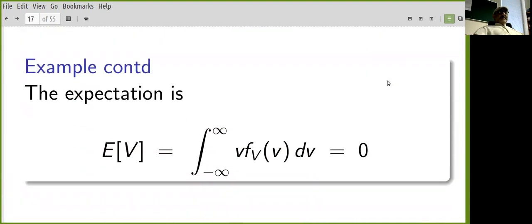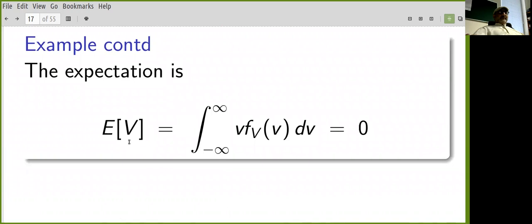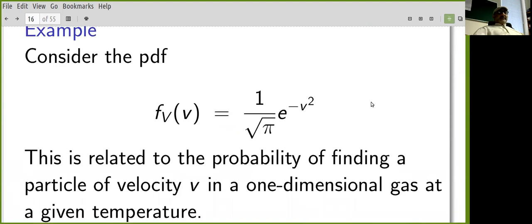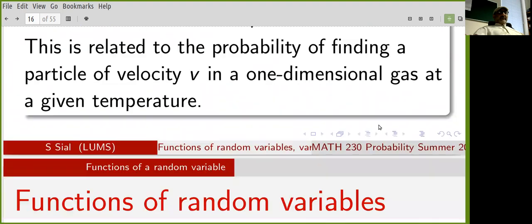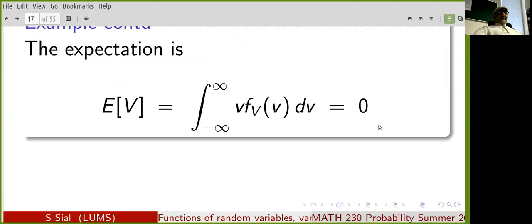So what's the expectation? The expectation of v is given by taking the integral from v equals minus infinity to infinity of v times the PDF for v dv. If you integrate this, you will find that you get 0.